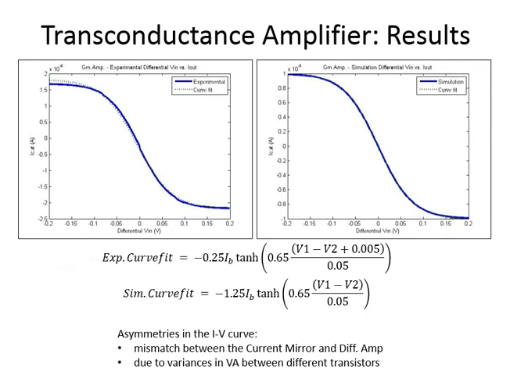Here are the results for the transconductance amplifier. We can see the IV curves for both the simulation and experimental data. For the experimental, the data starts to veer off from the theoretical curve. This is due to the mismatch between the current mirror and the differential amplifier due to variances in the Early voltage between the transistors.